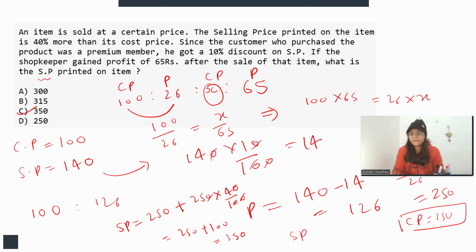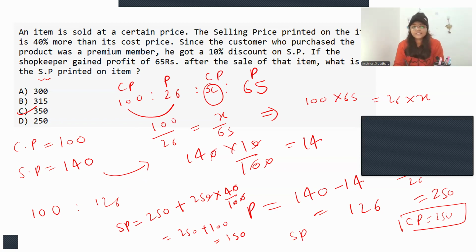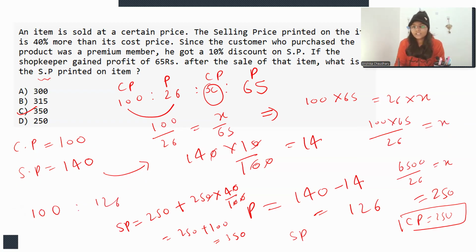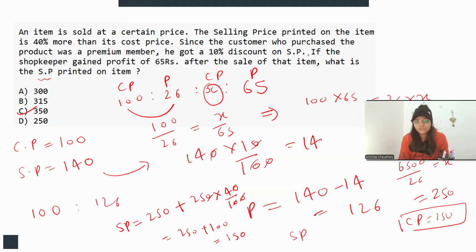Let me re-explain. Initially, we considered that we have the cost price as 100 rupees. Now, according to the question, the selling price printed on the item is 40% more than its cost price, right? So, 40% more than its cost price. What is the cost price? 100. What will be the 40%? 40. So SP is 40% more, right? So it will become 140.